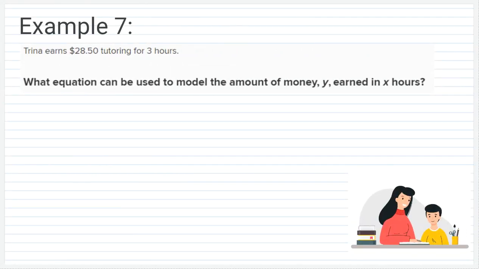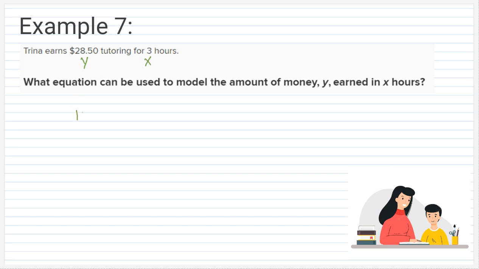All right, so let's try one more to really make sure that we're getting this one down. Now, this one, if you are quickly glancing at it, it does have our variables y and x in there, so we don't have to piece that information together. This one says that Trina earns $28.50 tutoring for 3 hours. We're going to write an equation that can be used to model the amount of money earned in x hours. So money is going to be y. The number of hours is x.